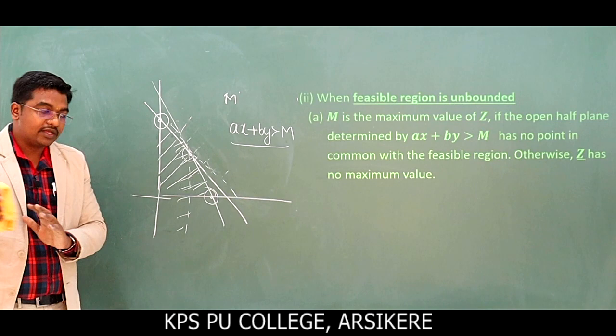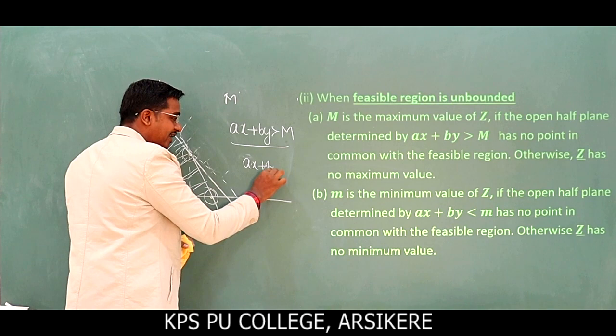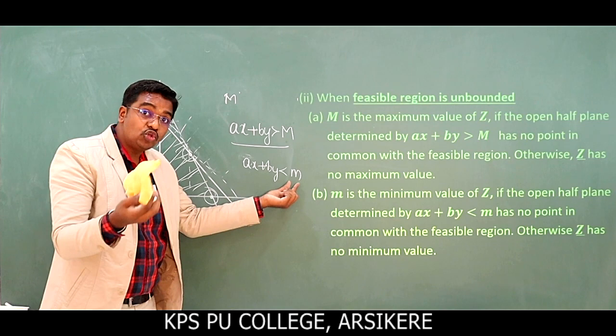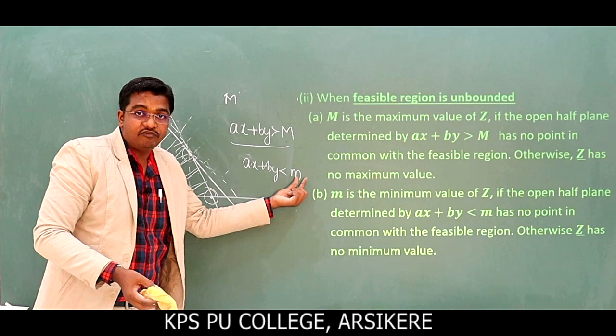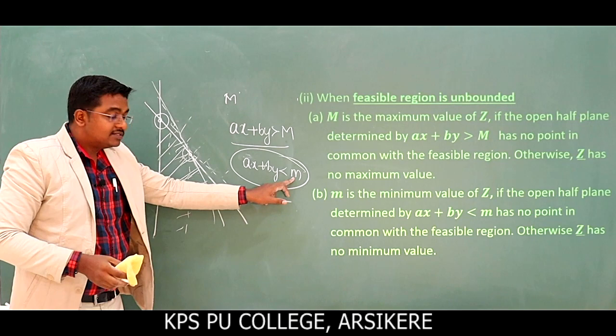Next, what about the minimum? For the same case, we take the open half plane ax plus by less than m. Clear? Ax plus by less than m. So if the open half plane ax plus by less than m has no point in common with the feasible region, in that case m becomes the minimum value. Suppose it has a common point with the feasible region, in that case Z has no minimum value. Clear? Z has no minimum value.